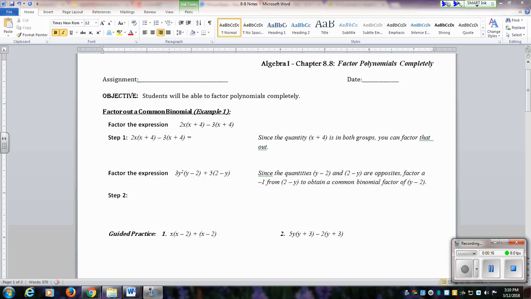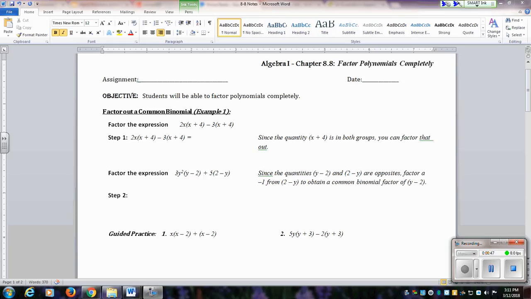So this is the last section of Chapter 8. We're going to factor polynomials completely. We're going to take on a little bit of some challenges today when you notice things. We're just going to be looking for patterns and things that we notice in each term that might be common that we could factor out. For the first example, we're going to factor out a common binomial. And this is just to get you started at looking for those things that they have in common that we could factor out to make things work.